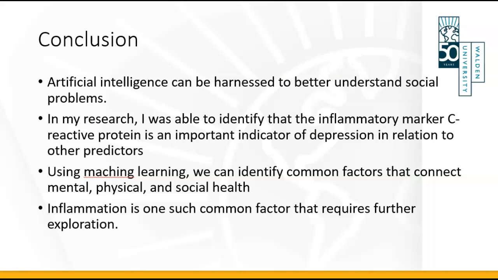So in conclusion, artificial intelligence can indeed be harnessed in order to solve complex issues. Our aim here is to understand precisely some of these common factors which combine mental, physical, and social health in order to create changes in policy and changes in how medicine and mental health are served to the community.